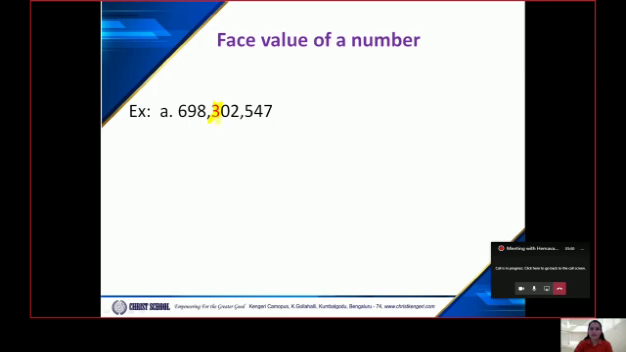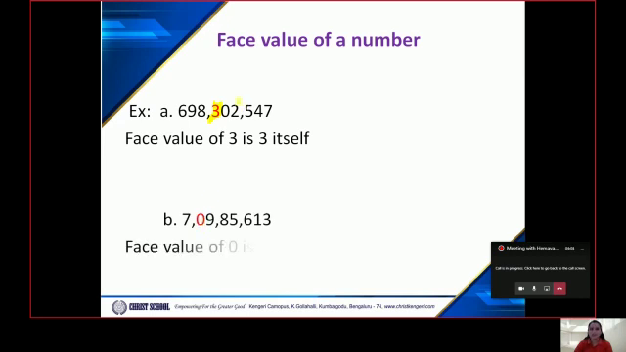So now if we are asking what is the face value of 3, then it is 3 itself. If I am asking what is the face value of 2 here, 2 itself. Let us take one more example, what is the face value of 0, 0 itself. Understood children? It's a very simple concept. Face value is nothing but the number itself. It doesn't really matter which place the number is appearing.